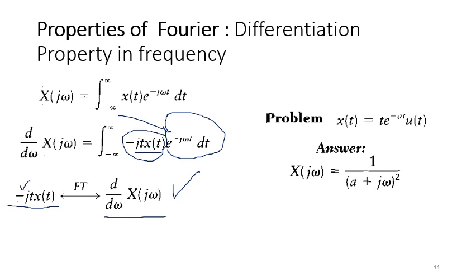Okay, so again we have a problem here. We have x of t equals t e to the power minus a t u of t, and we need to find the Fourier transform of this. I hope you can straight away do it, because what is the Fourier transform of e to the power minus a t u of t? It is 1 over a plus j omega. So you can exploit the property and easily find the answer. If you cannot find it, then I'll help you in the live session.